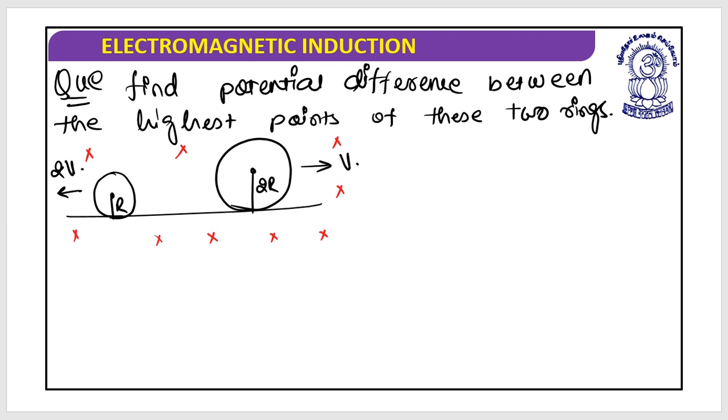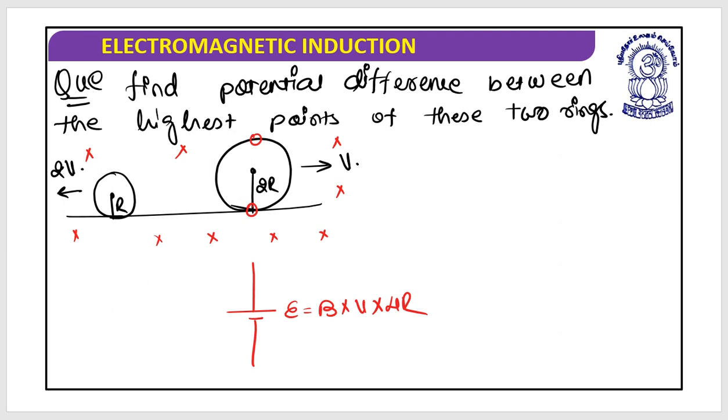So if I write down this ring as a cell, use your right hand. Have you used it? Yes, great. Now use your right hand and write down the relation that this upper end would be positive, this is positive, this is negative. So this could be written as E equals B into V into L. Length from this to this is 4r, so this is equal to BV 4r.